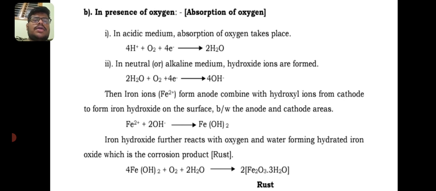Then iron ions Fe2+ formed at the anode combine with hydroxide ions formed at the cathode, forming iron hydroxide on the surface between the anode and cathode areas: Fe2+ + 2OH- gives rise to Fe(OH)2. Iron hydroxide further reacts with oxygen and water, forming hydrated iron oxide, which is the corrosion product: 4Fe(OH)2 + O2 + 2H2O gives rise to 2Fe2O3·3H2O.